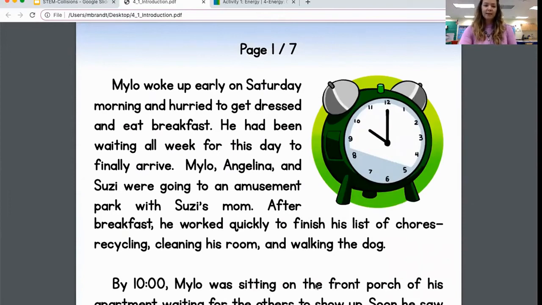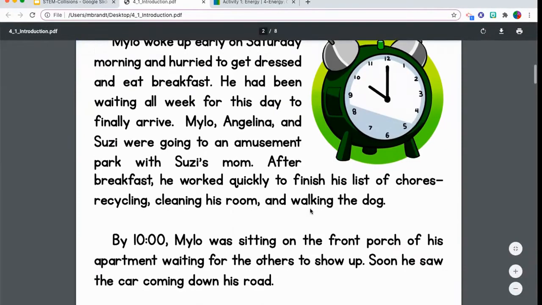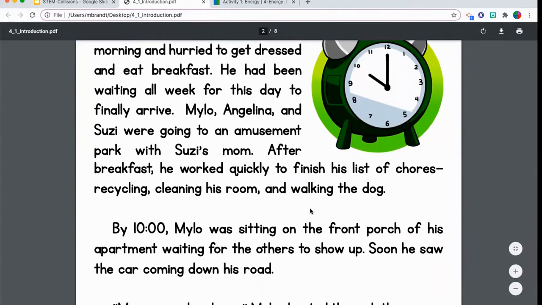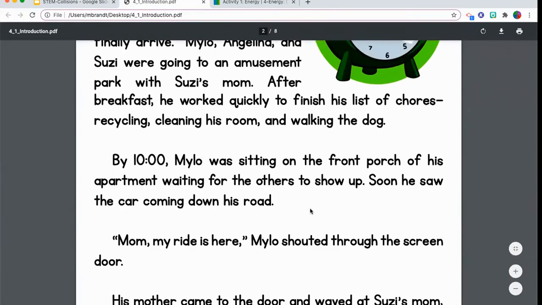Milo woke up early on Saturday morning and hurried to get dressed and eat breakfast. He had been waiting all week for the day to finally arrive. Milo, Angelina, and Susie were going to the amusement park with Susie's mom. After breakfast, he worked quickly to finish his list of chores, recycling, cleaning his room, and walking the dog. By 10 o'clock, Milo was sitting on the front porch of his apartment, waiting for the others to show up.